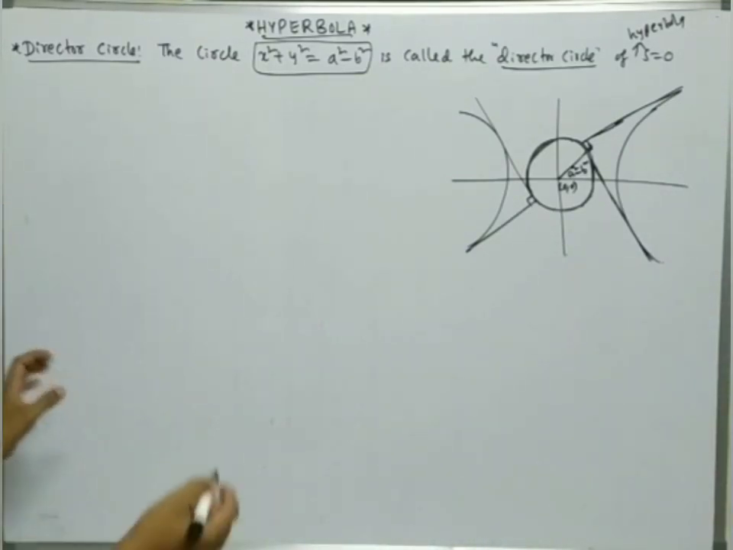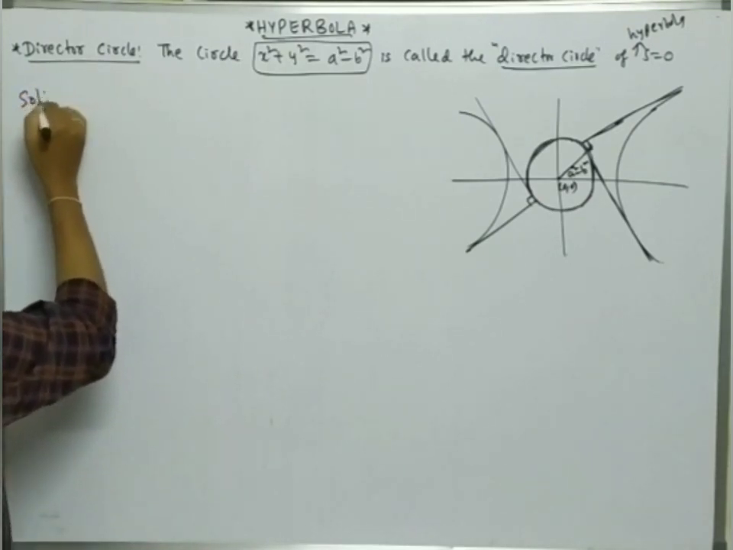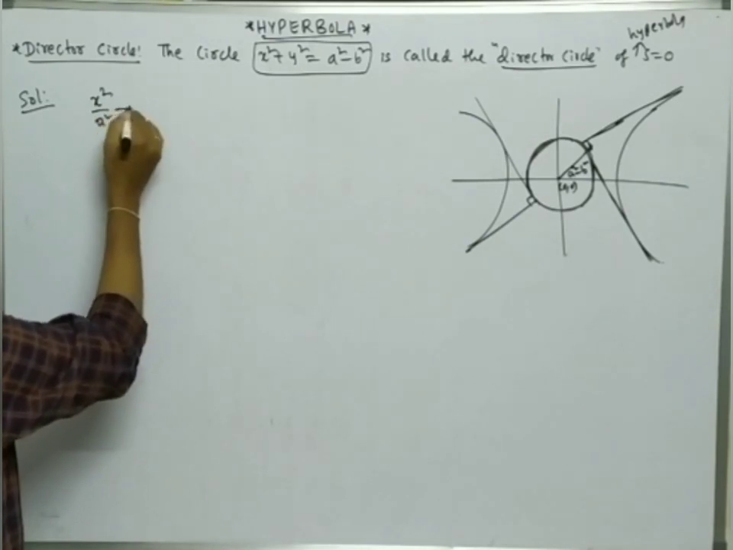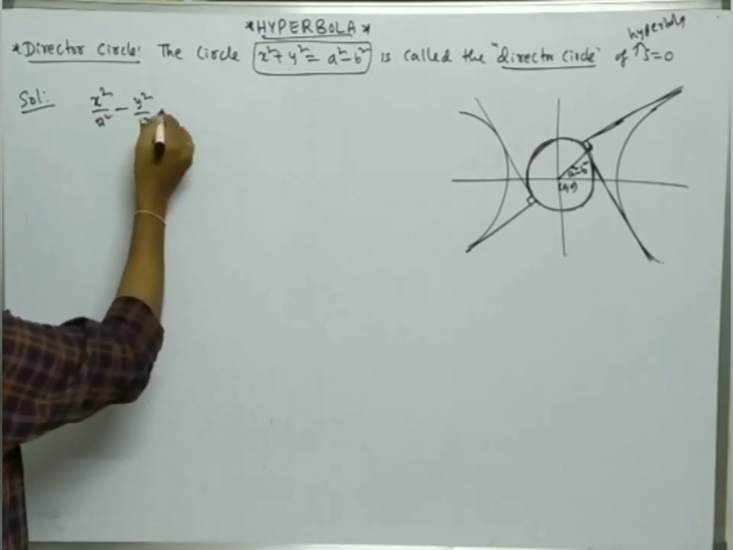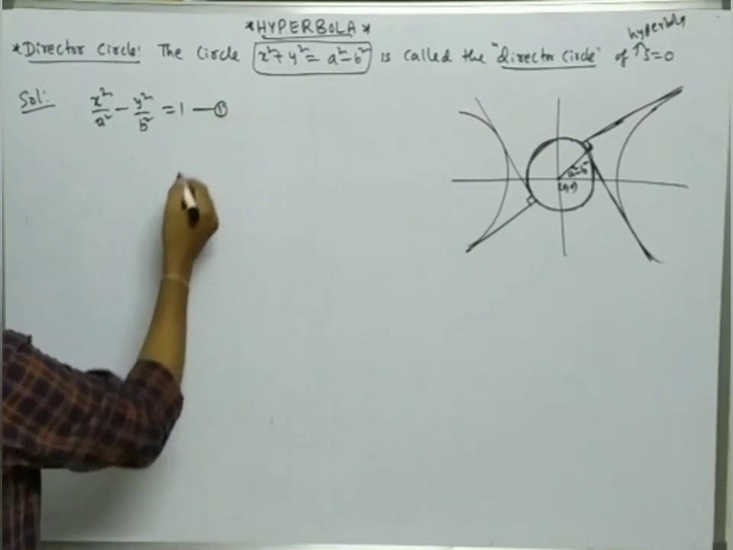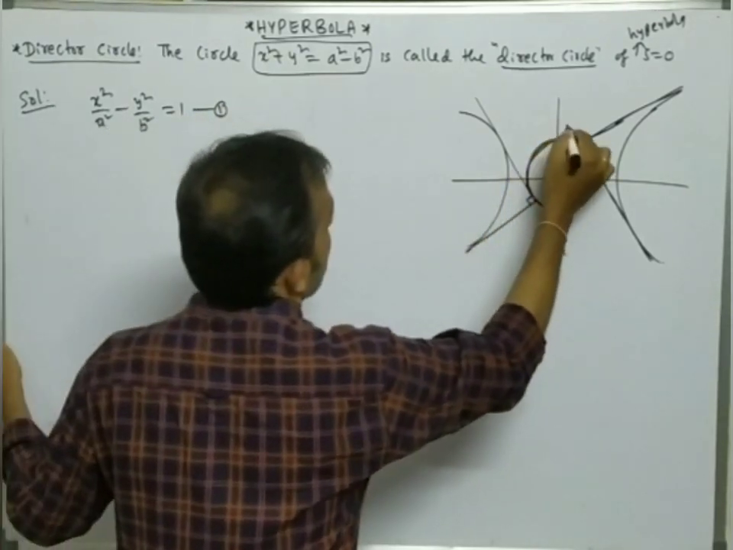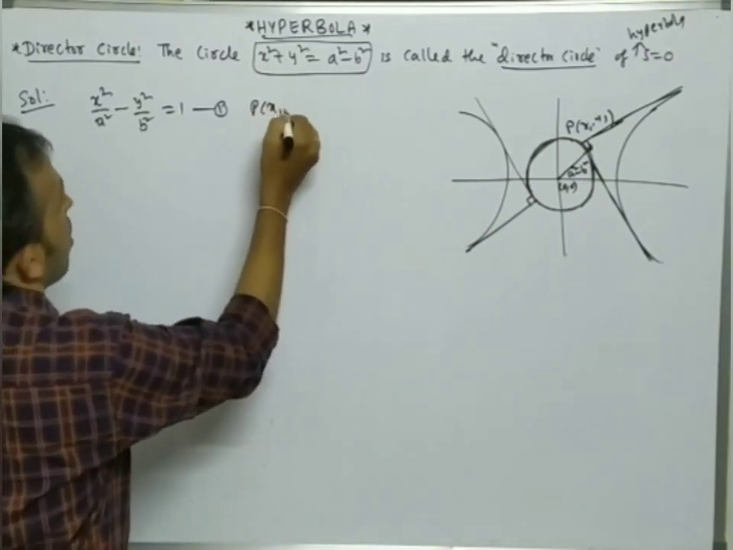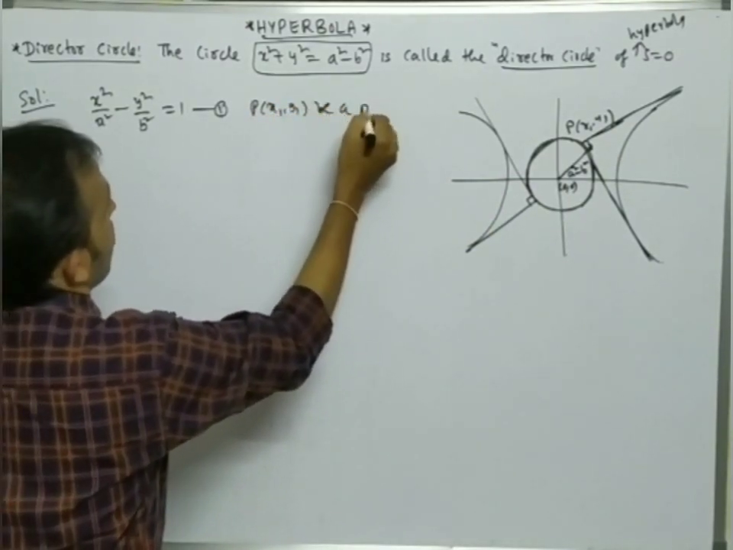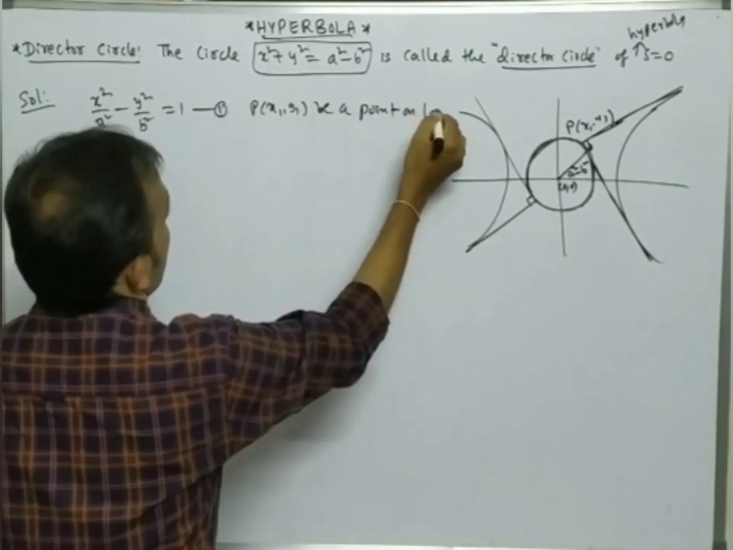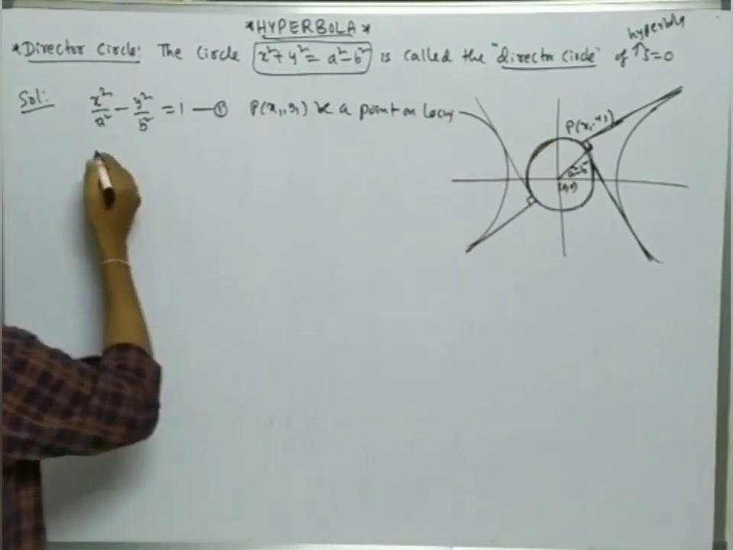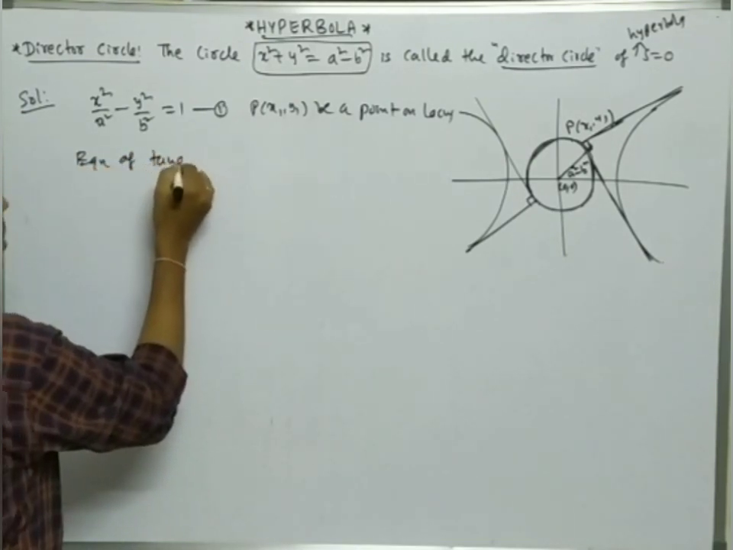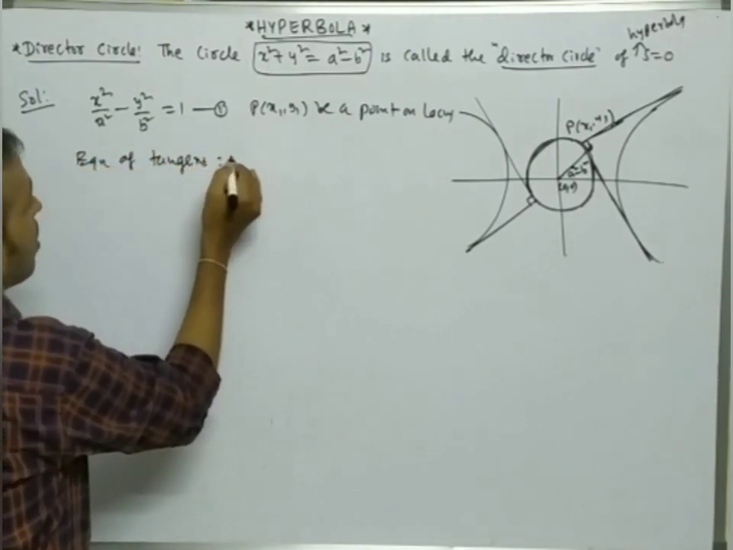How can we solve this problem? Okay, solution. What is the equation of the hyperbola? x²/a² - y²/b² = 1. Let P(x1, y1) be a point on the locus. Now the discussion is about tangent lines, right? So the equation of tangents.